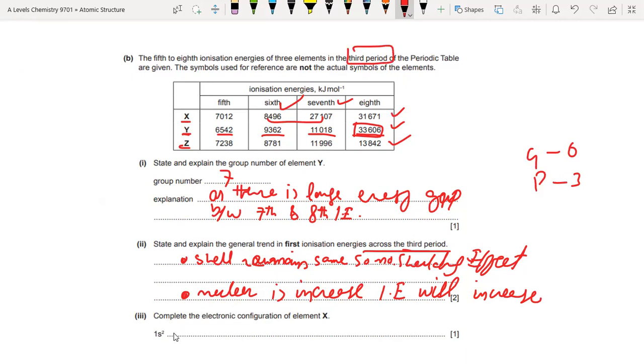Then what would be the electronic configuration? 1s2, 2s2, 2p6, 3s2, 3p4. This is the electronic configuration of element X.